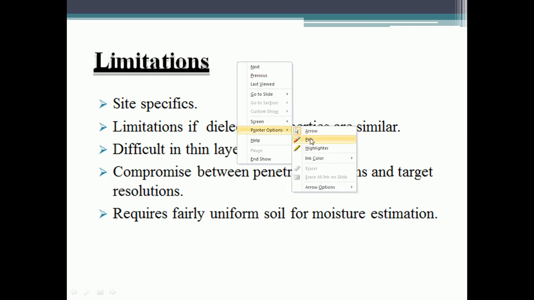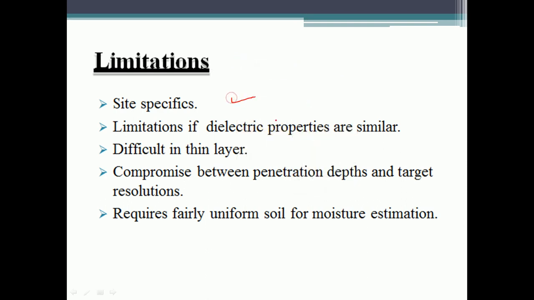The site should be even. Limitations are nothing but the disadvantages, and it concerns the dielectric properties. If the material is similar, meaning only clay type of material or only boulders, we are not getting the exact reading, because the reflected waves mainly depend on the dielectric constants. If we have the same type of material, we do not get clear detailing about the particular area, and it is very difficult in the case of thin layers. Then depths and target resolutions, and it requires uniform soil structure and moisture estimation.